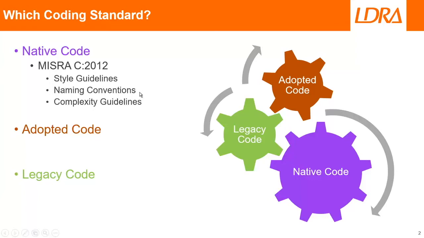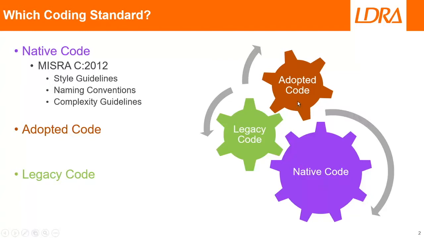So if you've got some global functions or global variables, maybe you want to name them in a certain way. So perhaps they start with the name of the function, followed by an underscore, and then a name of the variable or function. And finally, you might also want to add in some complexity guidelines. You may want to measure something like the cyclomatic complexity, and if that function has a value above a certain threshold, then you might want to create a violation for that, which maybe could be justified later. So that's the native code.